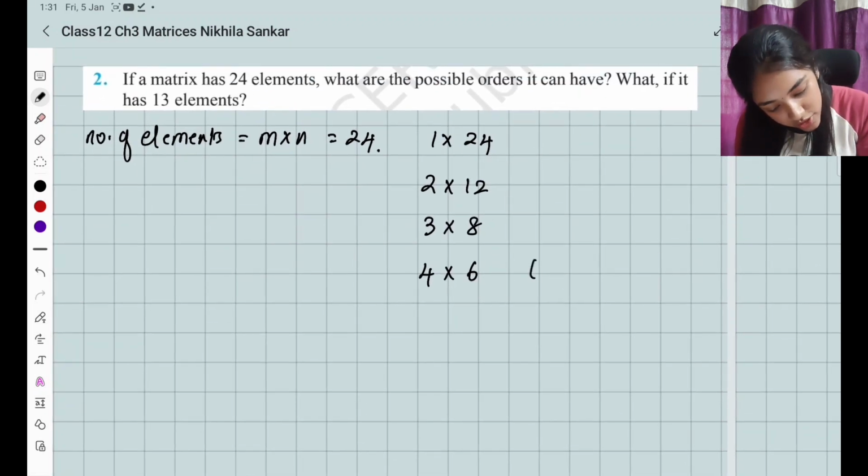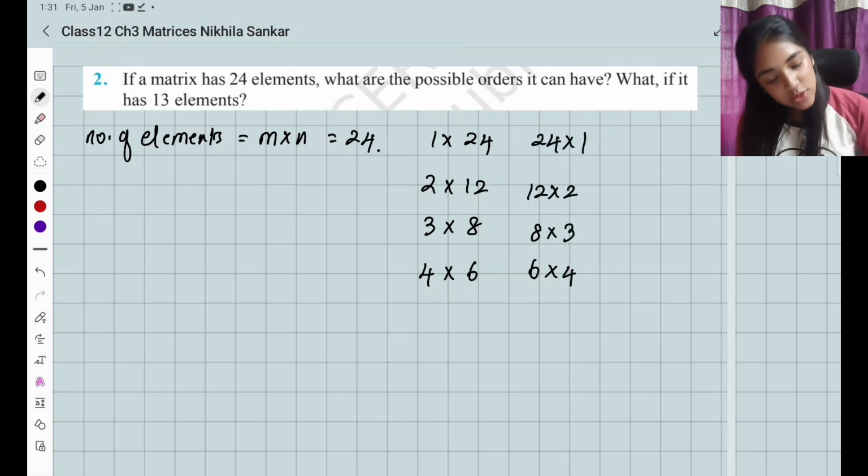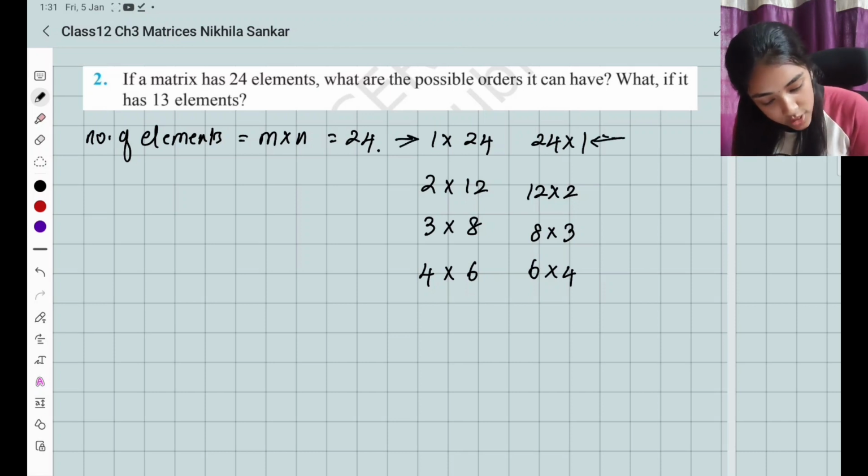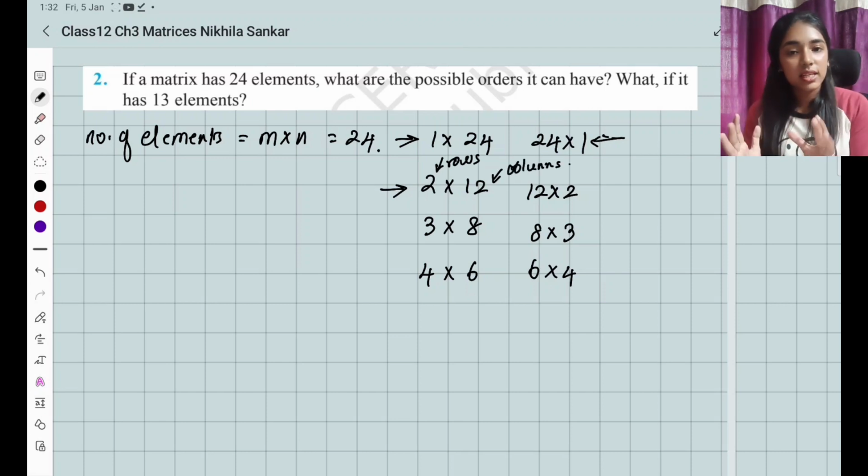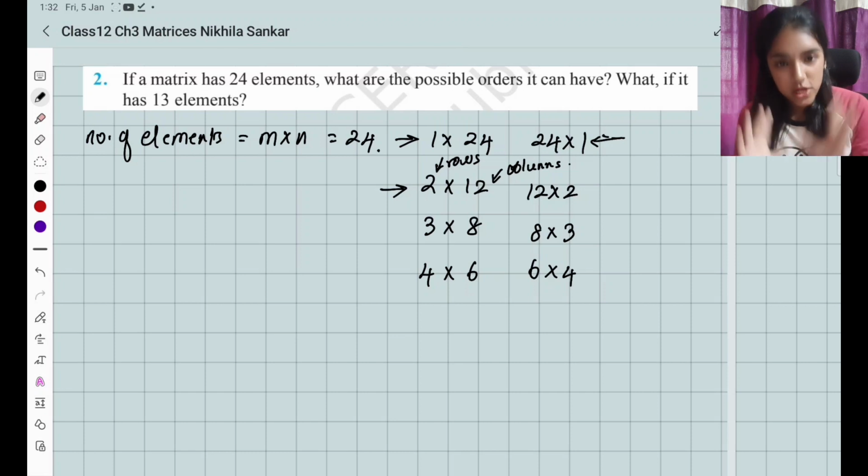So again reverse order. So it's going to be 6 into 4, 8 into 3, 12 into 2, 24 into 1. So these are the possible ordered pairs. So you can have 1 row and 24 columns, or 24 rows and 1 column. இது ஒரு ஆப்ஷன். இந்த இடத்துல you can have 2 rows. So this represents the number of rows and the second value represents the number of columns, correct? So 24 elements irukna inda the possible ordered pairs possible. Okay, idha kekkranga. So this is what you have to write in your exam.